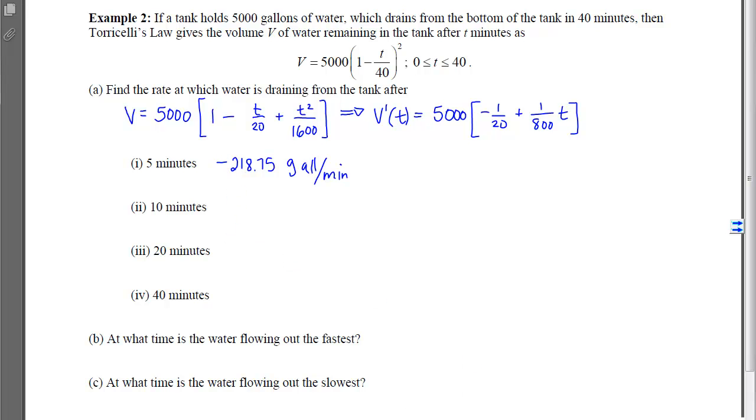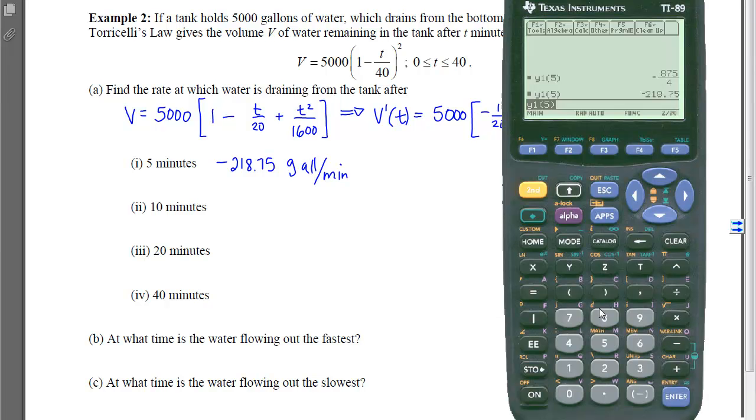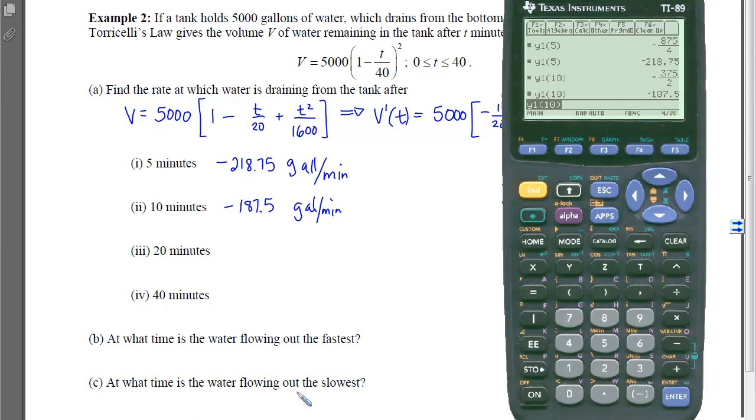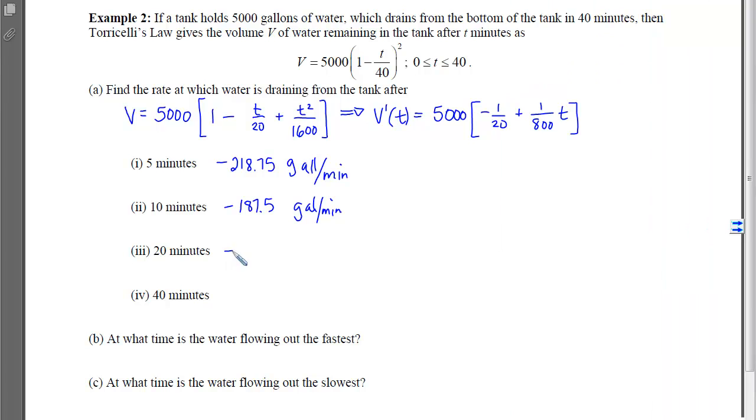So if I want that same thing evaluated at 10, I will do y1 of 10. Diamond enter. We get a negative 187.5. Again, it's gallons per minute. And again, it's negative because the water is draining and the volume is decreasing. We can do y1 of 20. That's a negative 125.